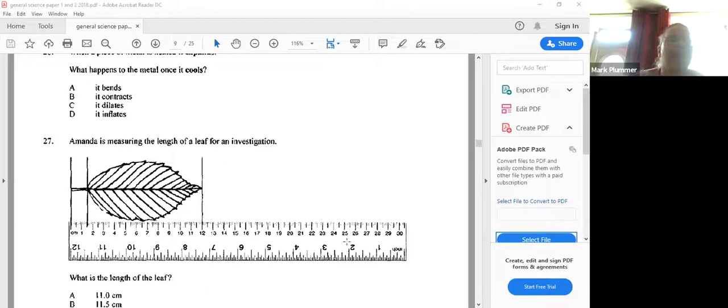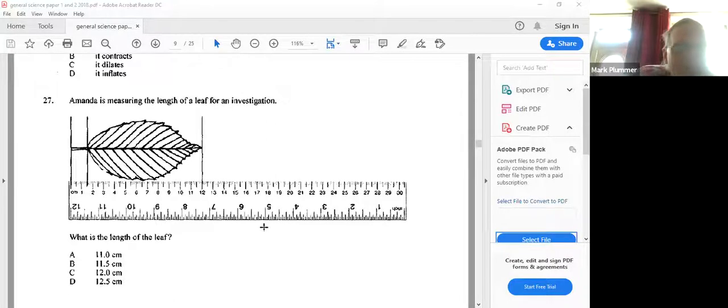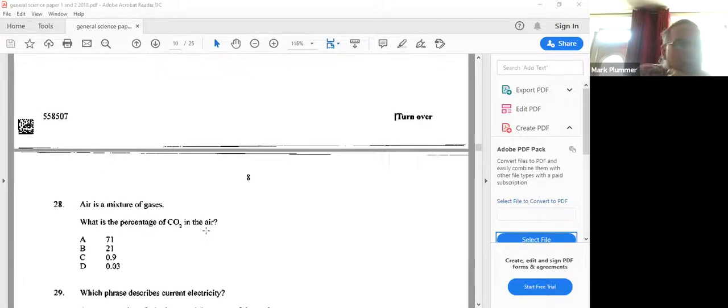Okay, Amanda is measuring the length of a leaf, not the leaf and the stem, the leaf. So how long is the leaf is what the question is asking there. Number 27. Again, it's not really very clear, but the answer to number 27 is B, 11.5 centimeters.